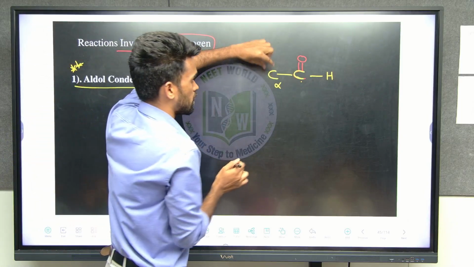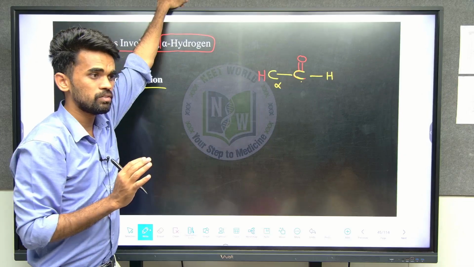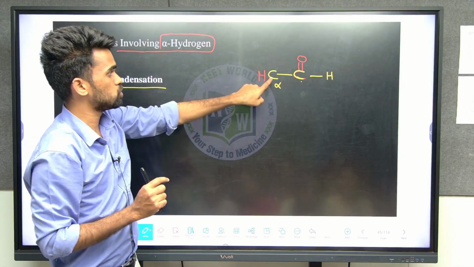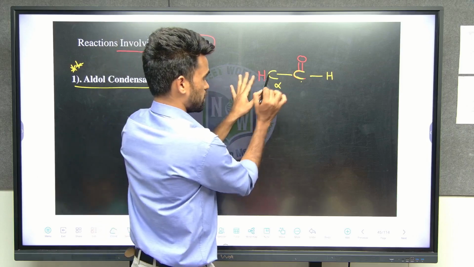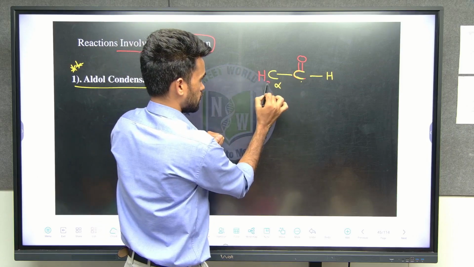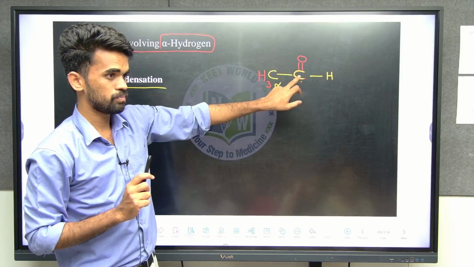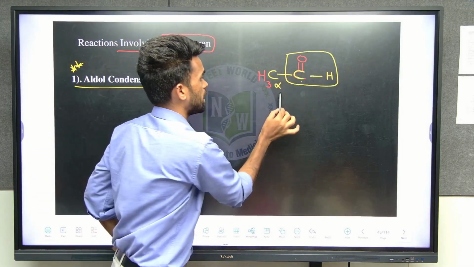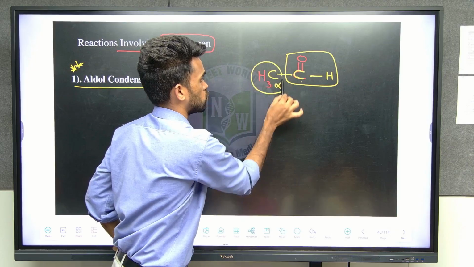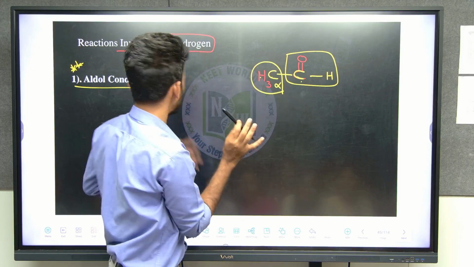On this alpha carbon, at least one hydrogen should be there. The hydrogens present on the alpha carbon are called alpha hydrogens. Now let us make one compound like this. Can I say this is an aldehyde? Aldehyde or ketone? Aldehyde, since a CHO group is there. So an aldehyde with at least one alpha hydrogen; on this carbon definitely one hydrogen is required for this reaction.